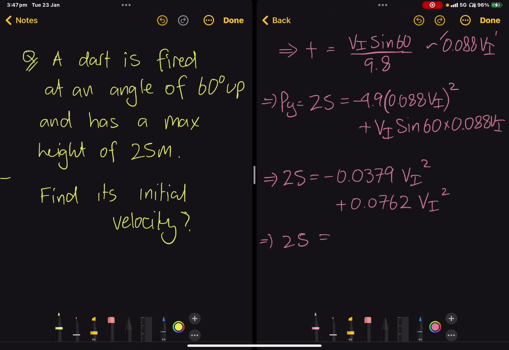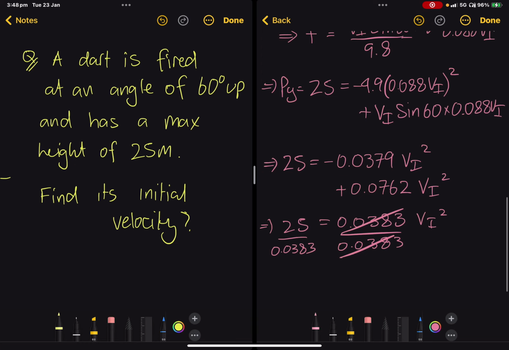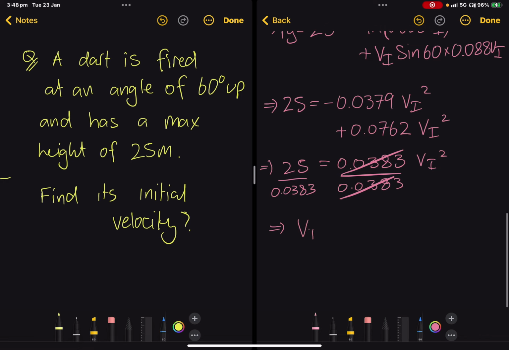These are now like terms. So we have minus 0.0379 plus 0.0762. That is 0.0383. 0.0383 times vi squared. Divide both sides by 0.0383. 0.0383 cancels this, cancels this. Take the square root of both sides. I get the initial velocity is the square root of 25 over 0.0383.